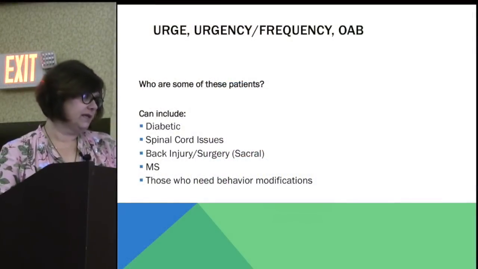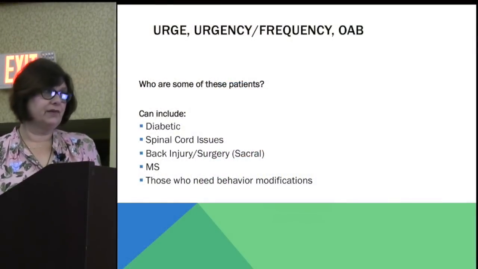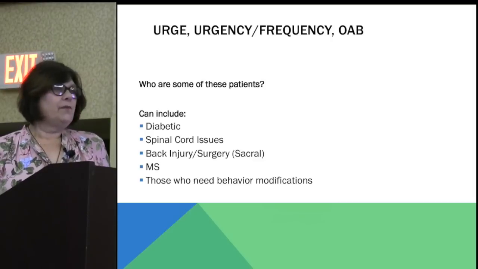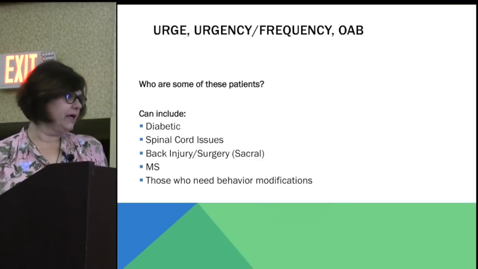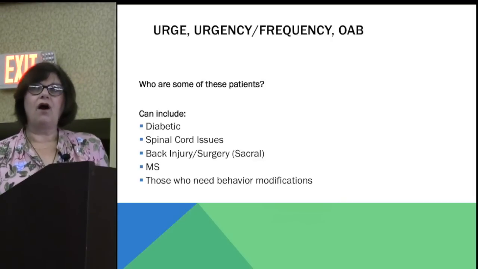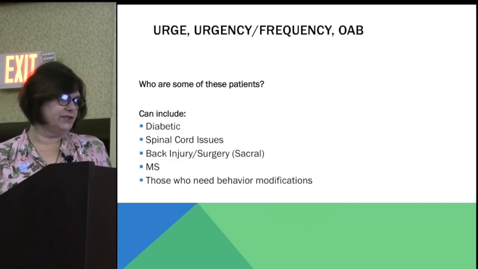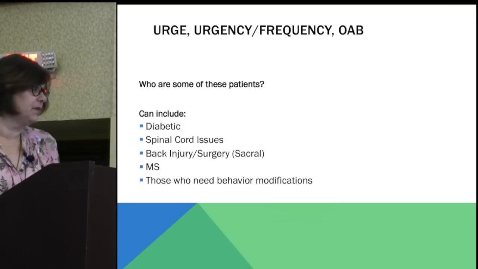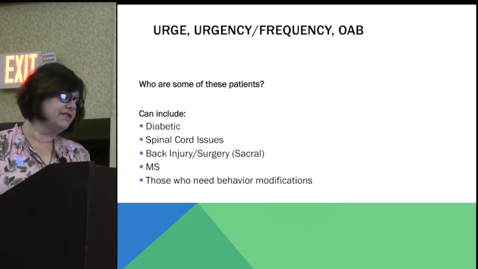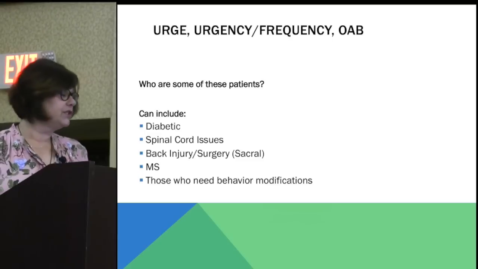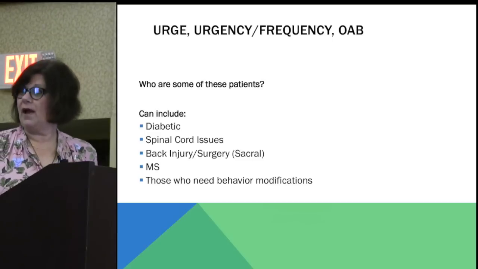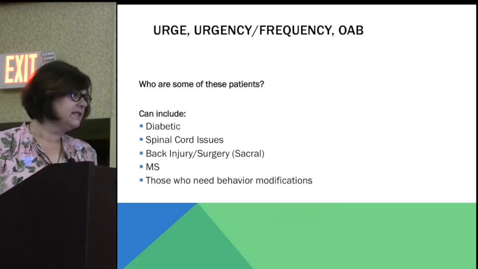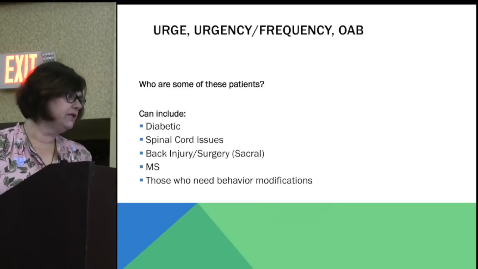People who commonly have issues with urgency, frequency, and overactive bladder include people with diabetes or spinal cord injuries, or anyone who has had back surgery, especially in the sacral area. Often they'll say, I didn't start having these issues until I had my surgery, or I've got back pain now. Do you think that has something to do with it? And if you send them off for other evaluation with other physicians, they'll find that, yeah, they actually do have a back issue. So these are just things to think about when you're hearing general complaints from your patient.